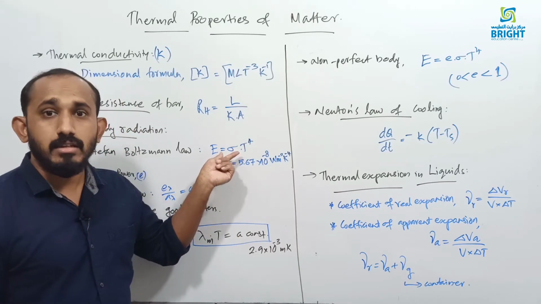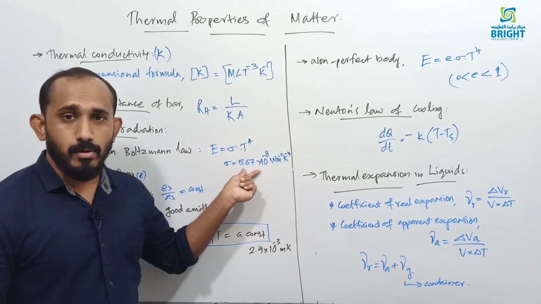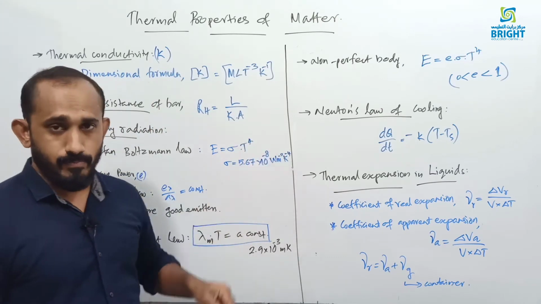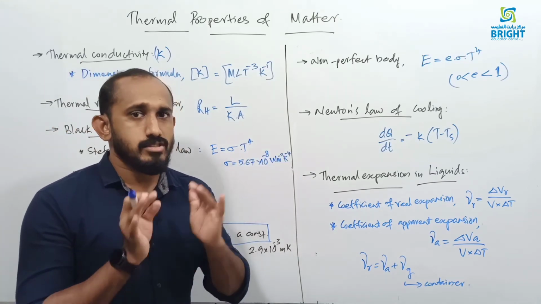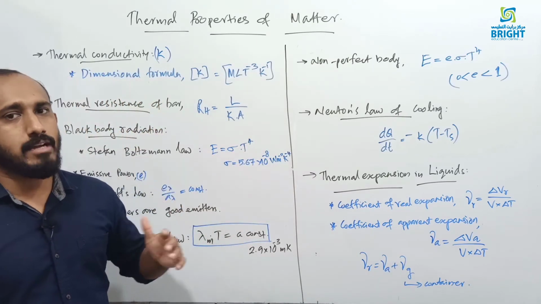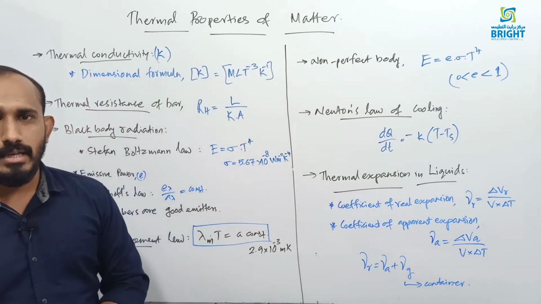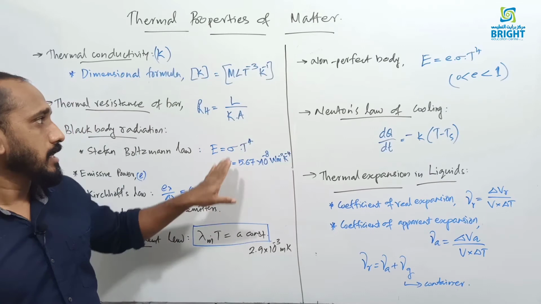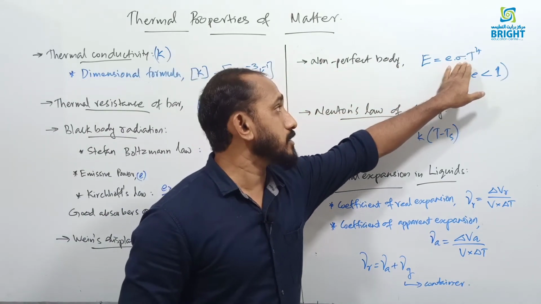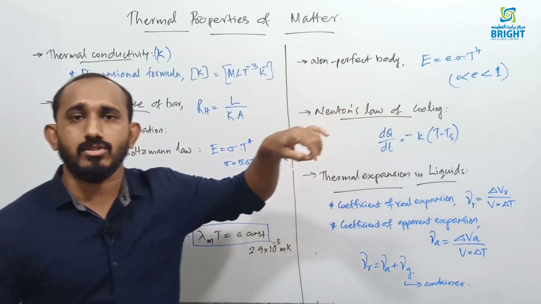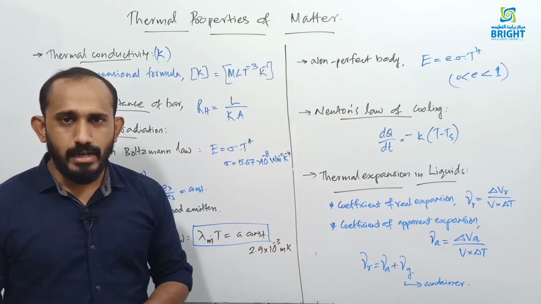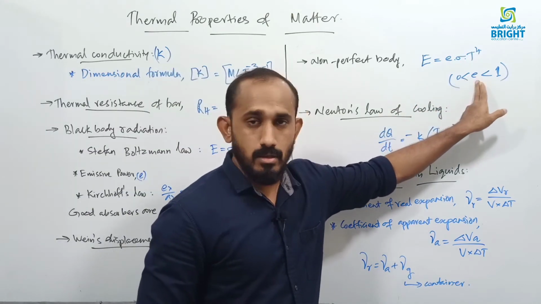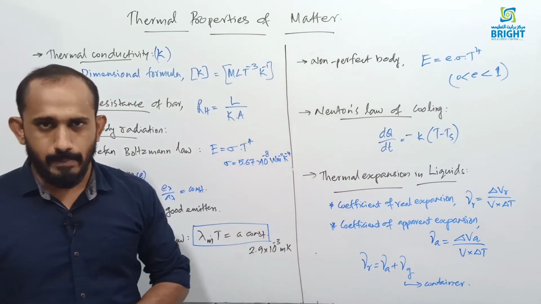So the constant sigma we are getting, called Stefan's constant, is equal to 5.67 into 10 raised to minus 8 watt per meter square per Kelvin power 4. So here Stefan's law, E is equal to sigma T power 4. Black body radiation is a concept: a perfect black body is a good emitter of radiation. If it is not a perfect black body, then you can use the equation E is equal to e sigma T power 4, but this small e shows the emissivity. For a black body, emissivity is 1. If it is not a perfect black body, then it will be less than 1, between 0 and 1.